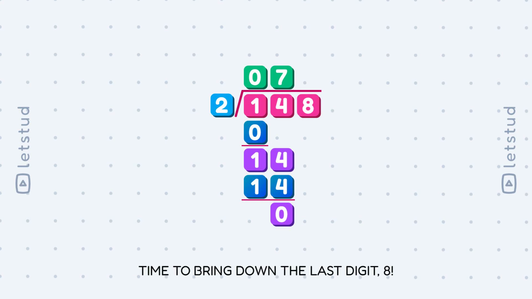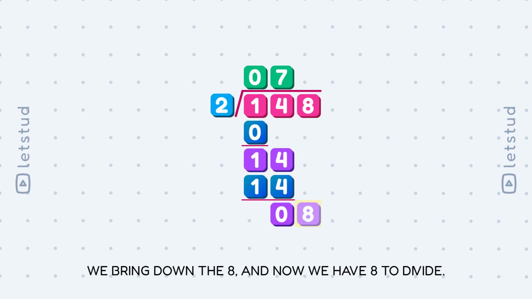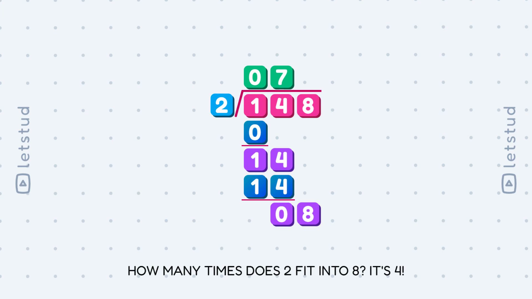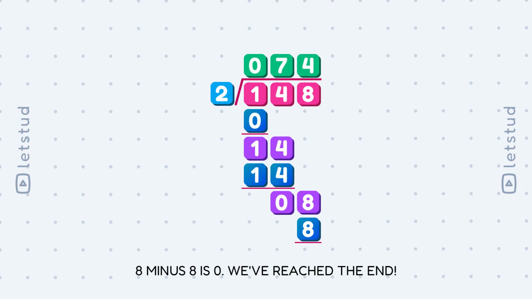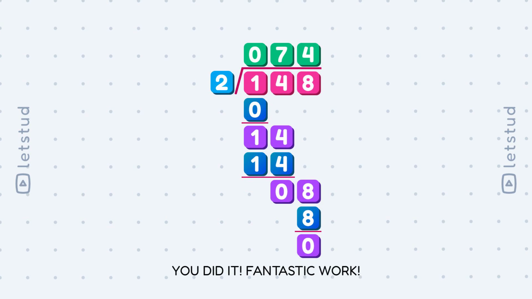Time to bring down the last digit 8. Last step, we're looking at 8. We bring down the 8, and now we have 8 to divide. How many times does 2 fit into 8? It's 4. Let's check. 4 times 2 equals 8. Exactly. 8 minus 8 is 0. We've reached the end. You did it.